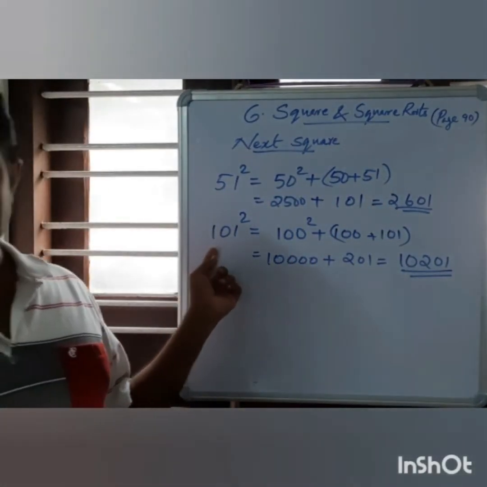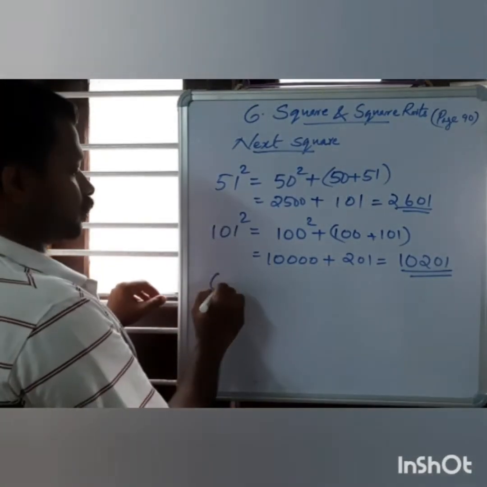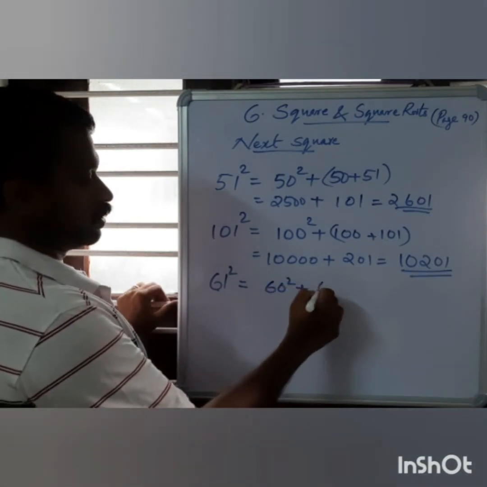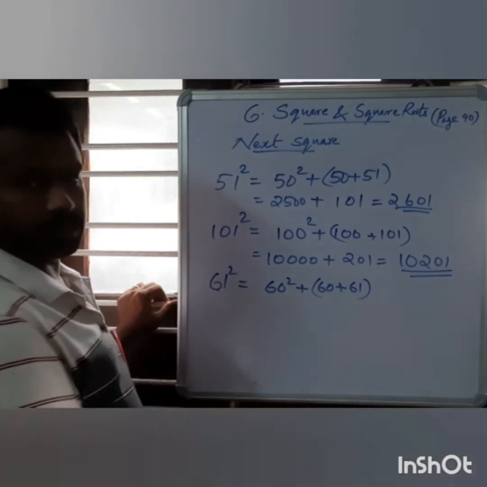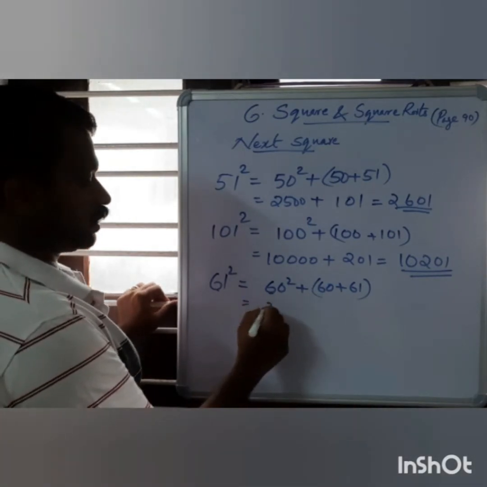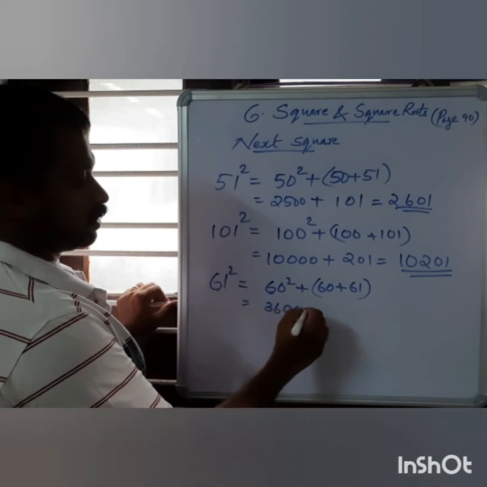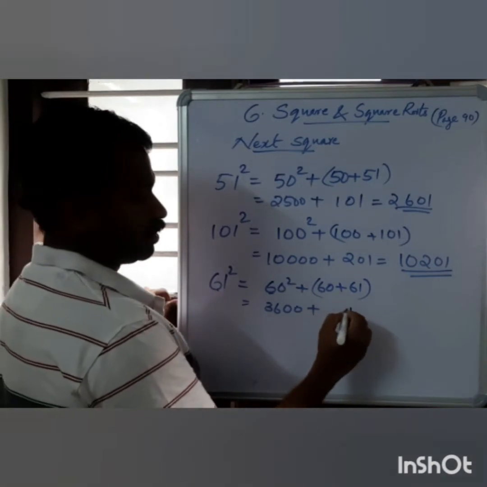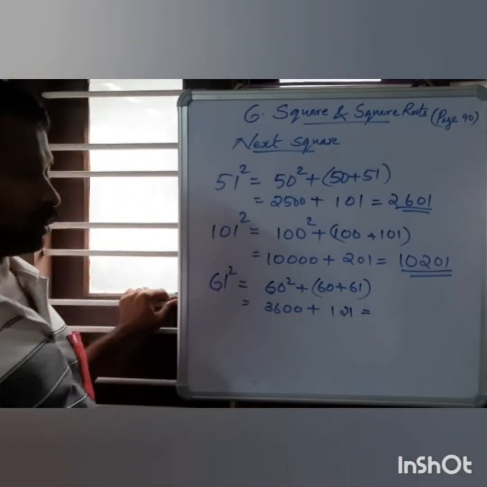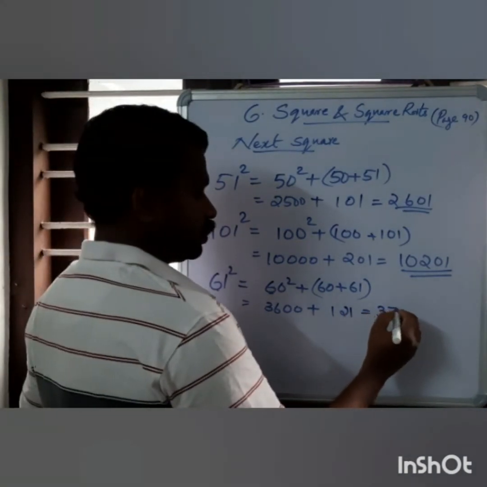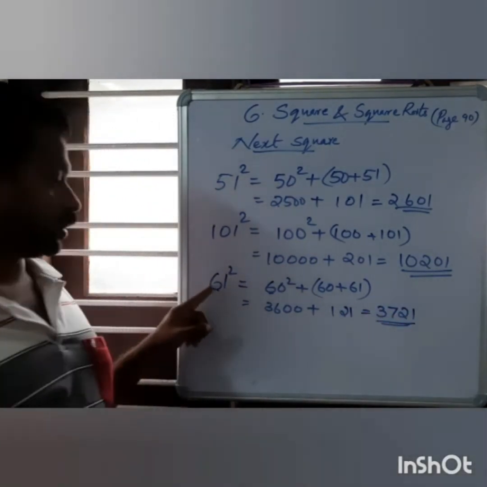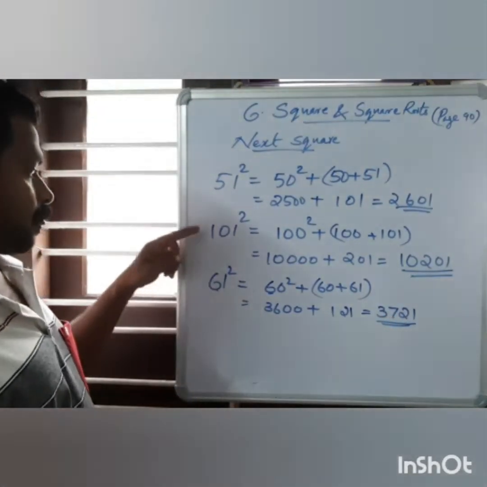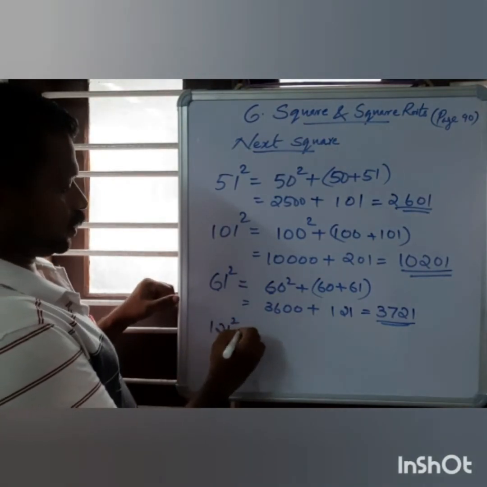Then the next one is 61 square. How do you write 61 square? It is 60 square plus 60 plus 61. So 6 square is 36, so 3600 plus 60 plus 61. How much is that? It is 121. So together it is 3721. The square of 61 is 3721.